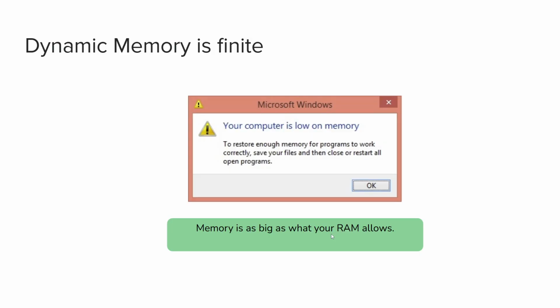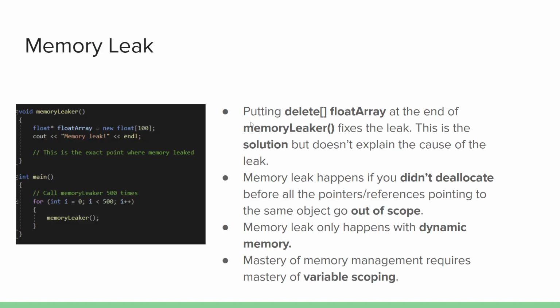So memory is as big as what your RAM allows. So here, putting the delete[] float array at the end of memory leak fixes the leak. In here we have float* floatArray = new float[100]. So it dynamically created space for this array of 100 floats. What you see here, we have a for loop, int i = 0, i less than 500, and then memoryLeaker. You see here that there's no delete happening.